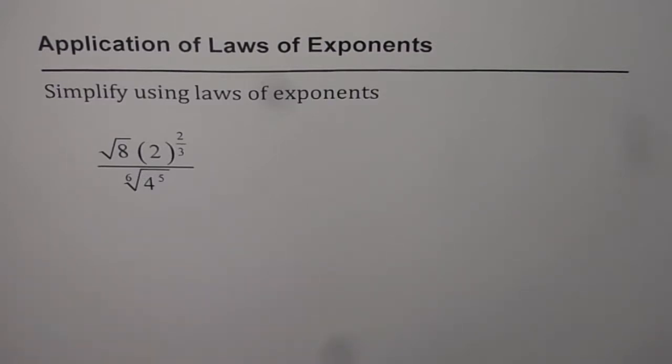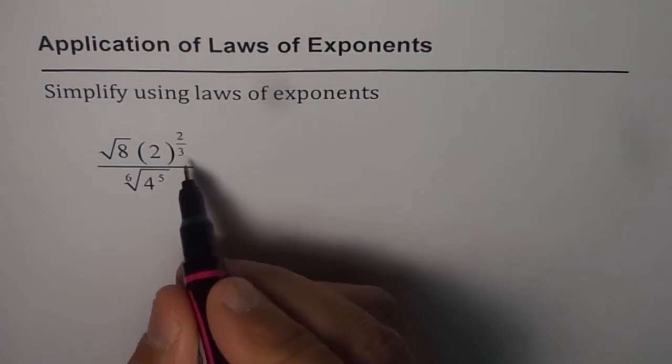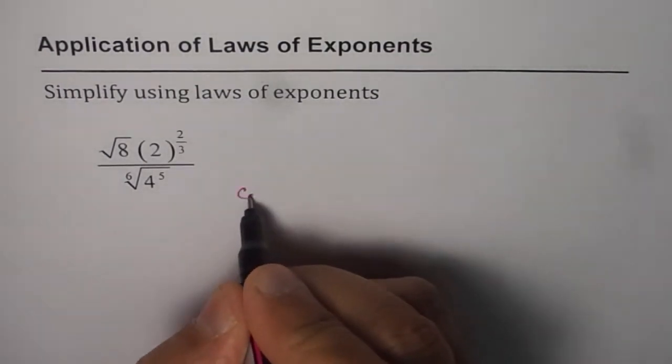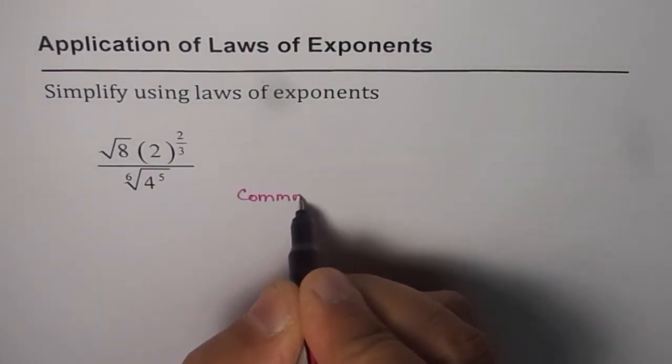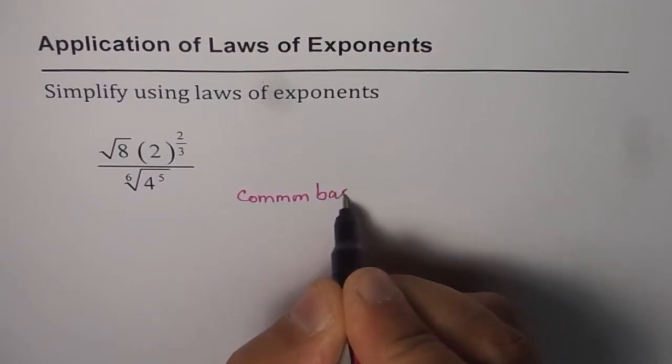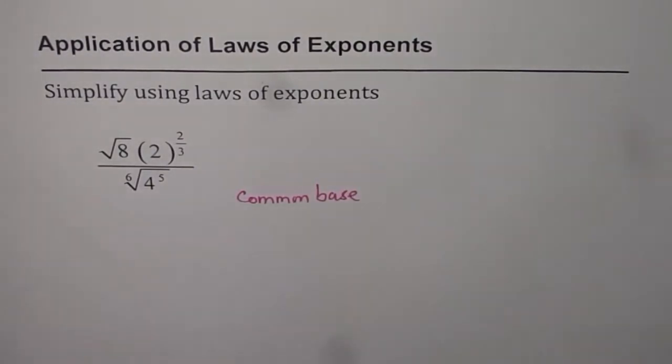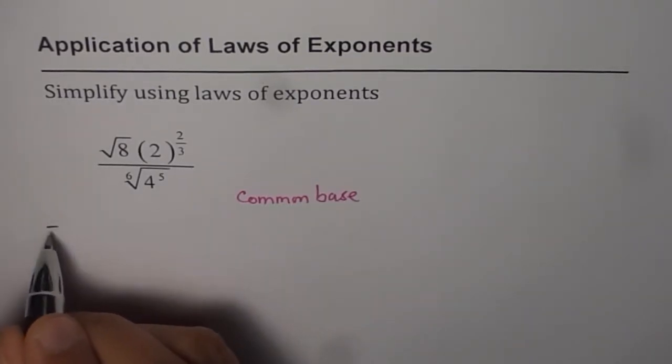right? So that is the first thing we should have, and that is a common base. So we are looking for a common base. And therefore the strategy is to write each number with a base of 2. Since 8 can be written as 2 to the power of 3, 4 can be written as 2 square, right? So we can have a common base of 2. So let's rewrite this expression.